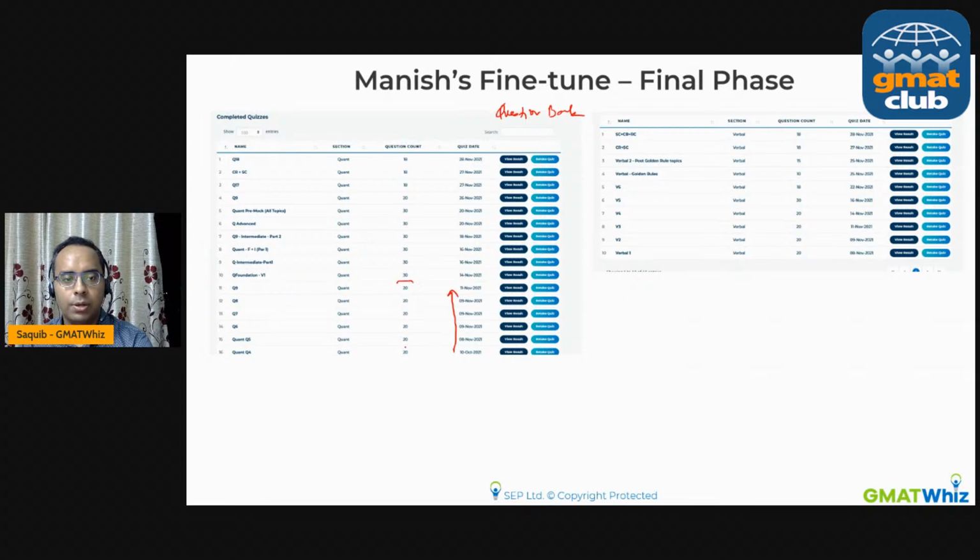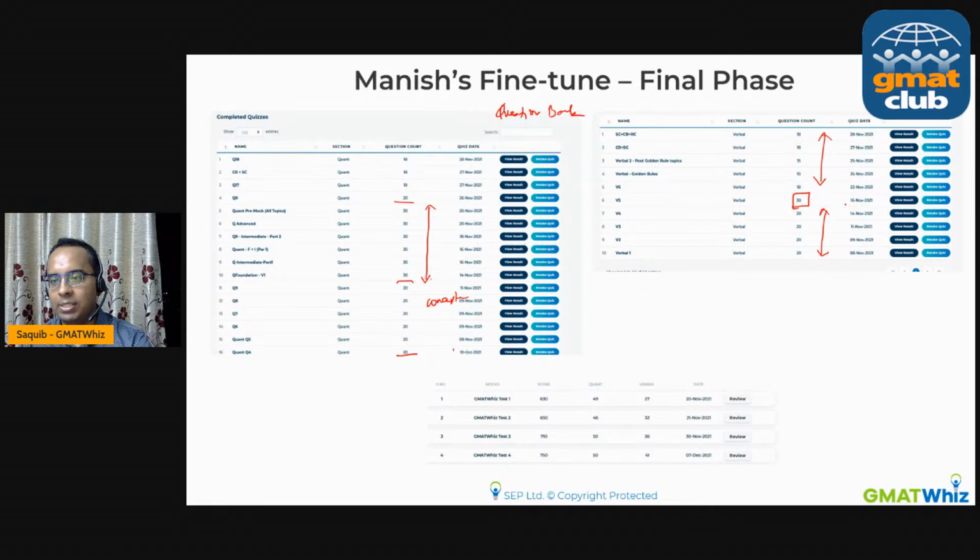Some short quizzes to improve his application, conceptual understanding. Then some full-length quizzes to ensure that he gets used to the timing aspect also. Same for verbal. Started off with a few short quizzes, moved on to a full-length quiz, and then specifically worked on areas that he was not doing well.